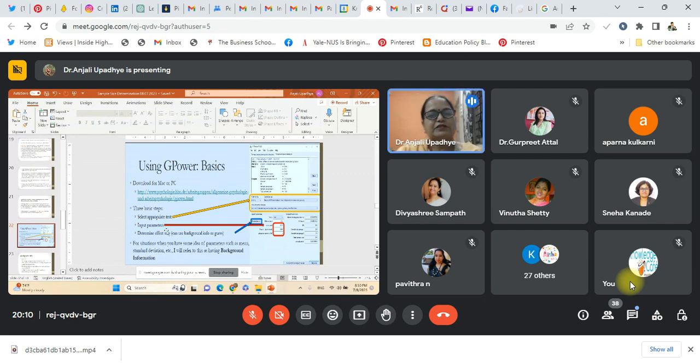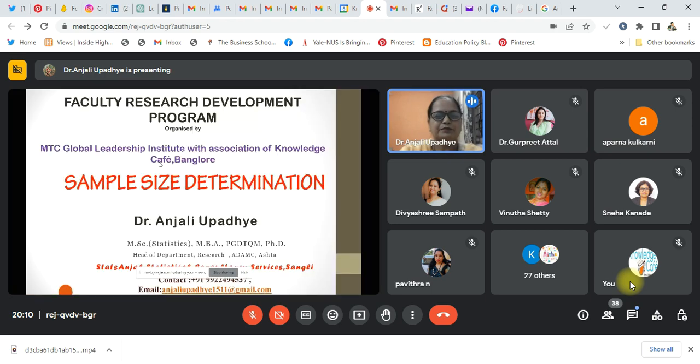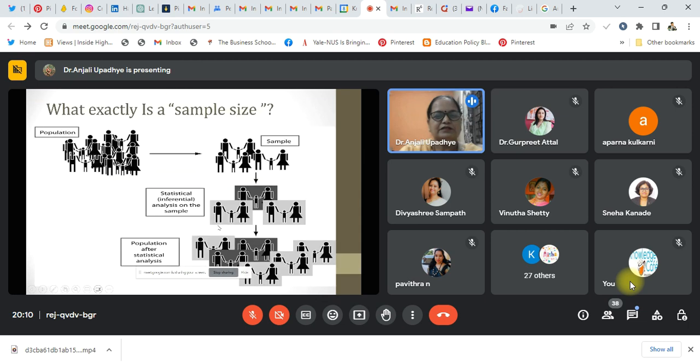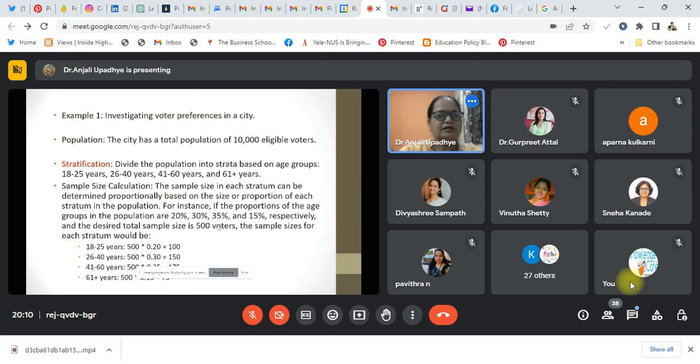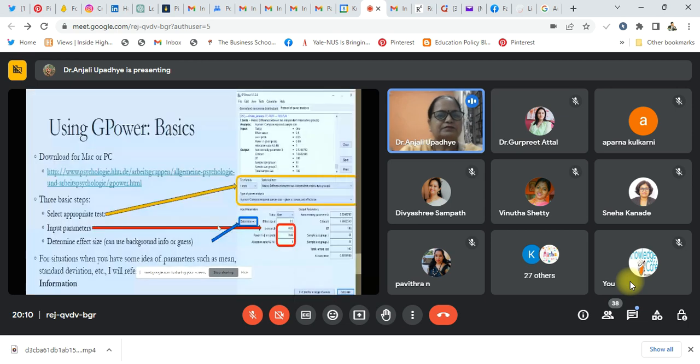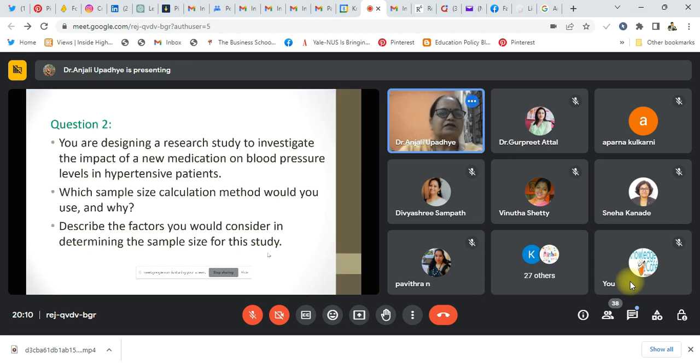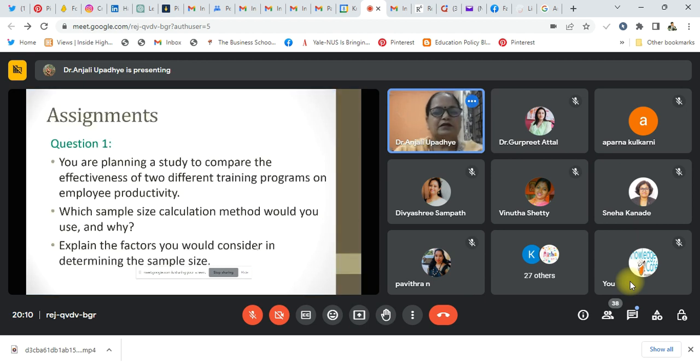So this is about the G power analysis of the sample size calculation. So we'll go by now the one by one assignment that we are going to prepare. We'll discuss the assignments. So here is assignment number 1. I think that everybody should participate in this to study the assignment, sample size calculation method.